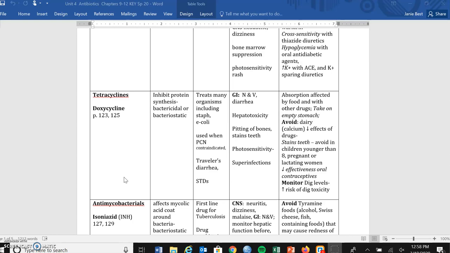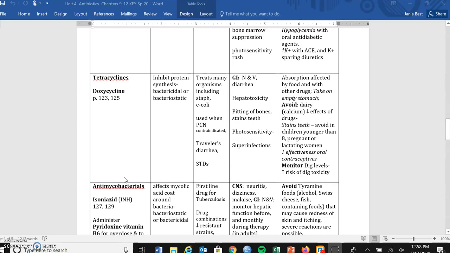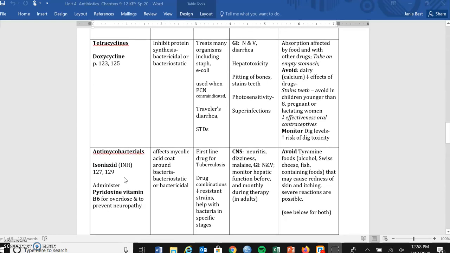Pregnant and lactating women should not take the tetracyclines, particularly for that staining of teeth effect that will happen with the individual's secondary teeth, their permanent teeth. It does decrease the effectiveness of oral contraceptives, so patients should be warned to use more than one type of birth control if they are on oral contraceptives while they're taking the antibiotics.